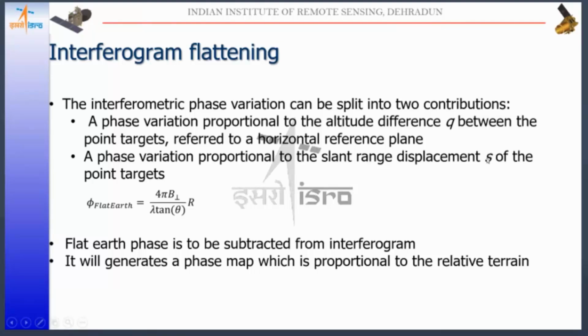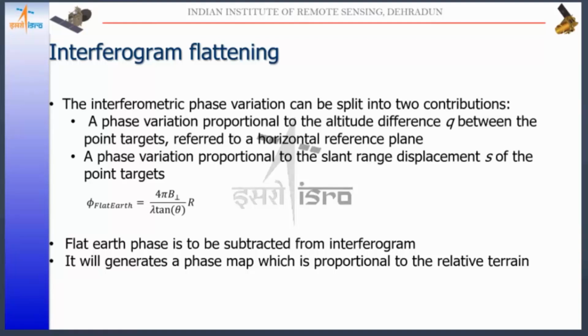So that slant range phase is called the flat earth phase, and it is given by 4 pi B perpendicular by lambda, times sin theta, times r, where B perpendicular is the baseline, theta is the look angle, and r is the slant range. Due to this slant range, one common flat earth phase is formed for every target point. So that flat earth phase we have to subtract from the interferogram.